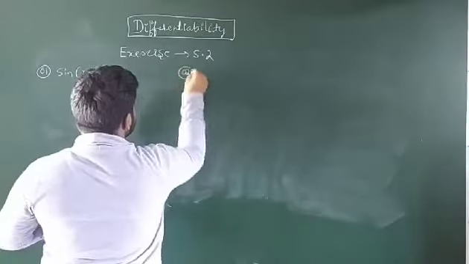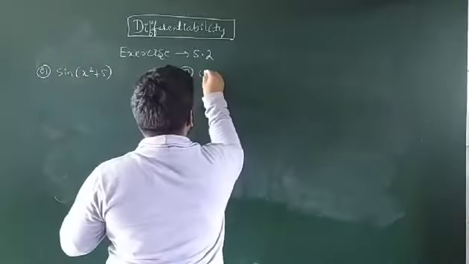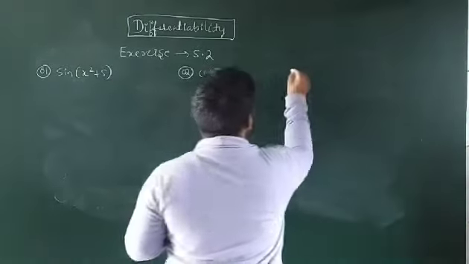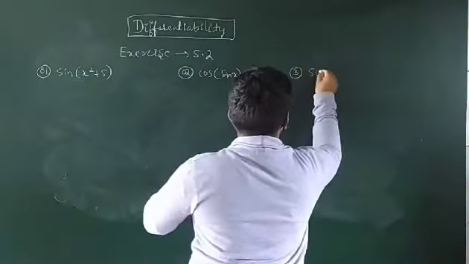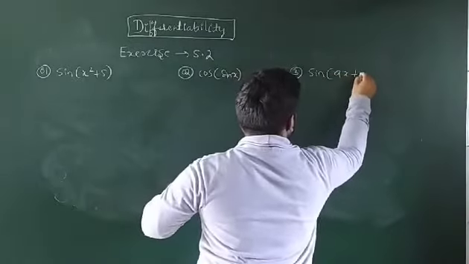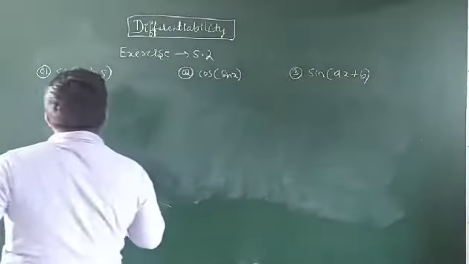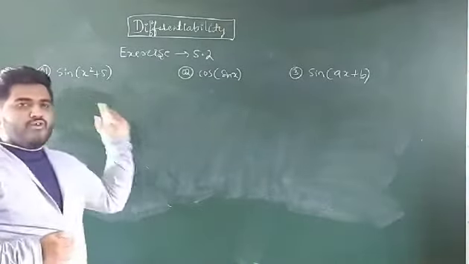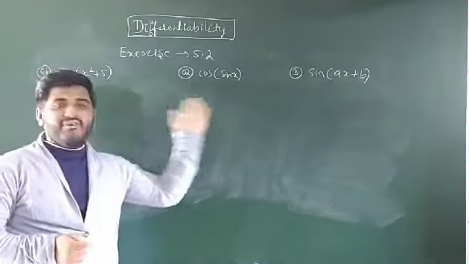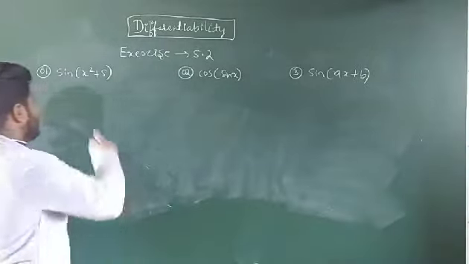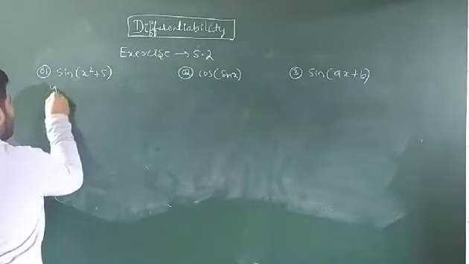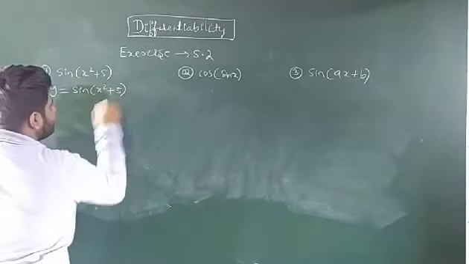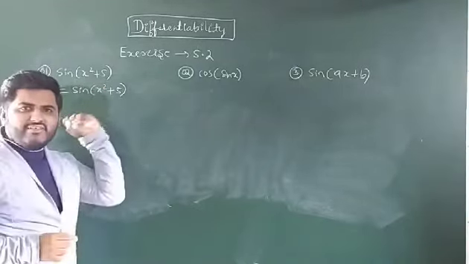Then the second question is cos of sine x. The third question is sine of ax plus b. Okay, starting from sine of x square plus 5, what we have to do? We have to find the derivative of these functions, right? So whatever the function is, take that as y. Let y equal sine of x square plus 5. Then find the derivative of this one.